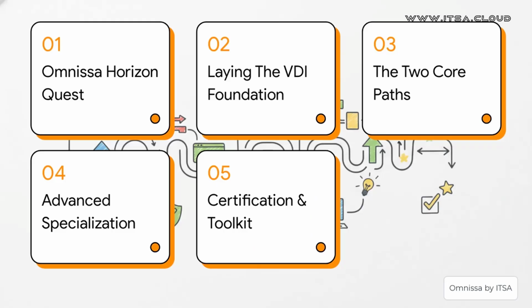So, here's the plan for today. Think of this as our roadmap. We're going to start with the big picture, your quest. Then we'll cover the essential foundation you need. After that, we'll look at the two main paths you can take, how to level up with advanced skills, and finally, we'll talk about the destination, getting certified and the tools you'll need along the way.